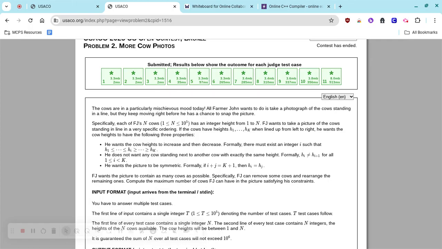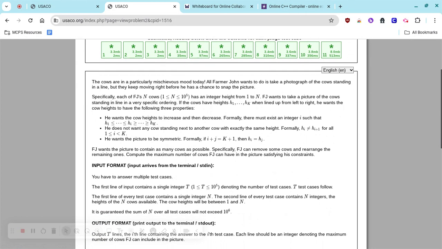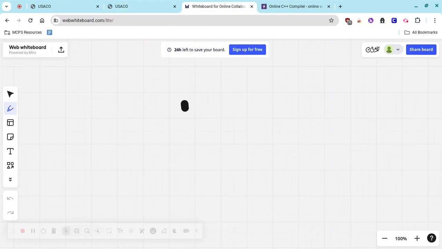So essentially, Farmer John is trying to take a picture of his cows, and there are 3 criteria to be met. The first one is that the cows' heights need to increase and then decrease. They increase to a certain point and then decrease. For example, 1, 2, 1: it increases to 2 and then it starts to decrease.